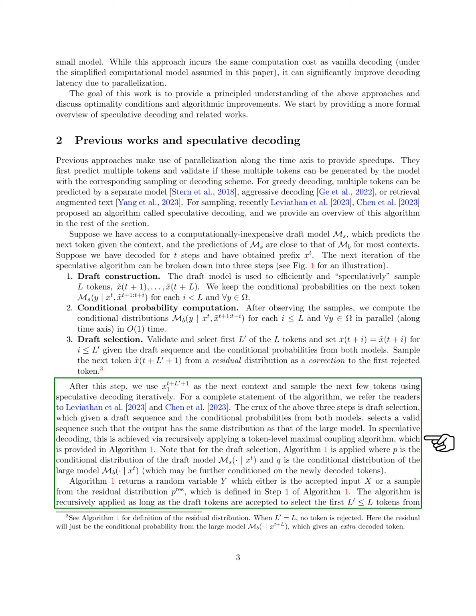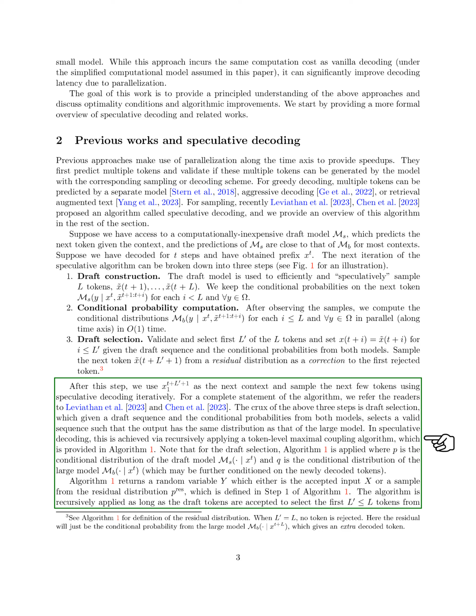If no token is rejected, the residual will just be the conditional probability from the large model, which gives an extra decoded token. After this step, we use the next context and sample the next few tokens using speculative decoding iteratively. The key to these 3 steps is draft selection, which selects a valid sequence such that the output has the same distribution as that of the large model.